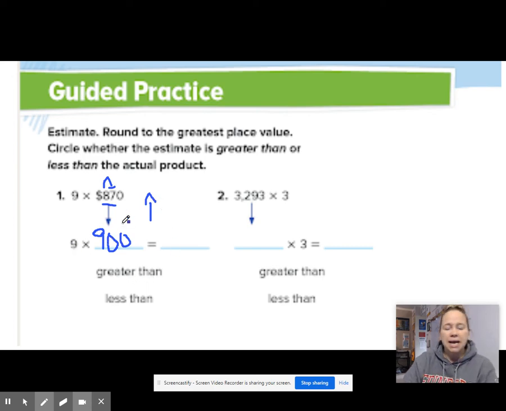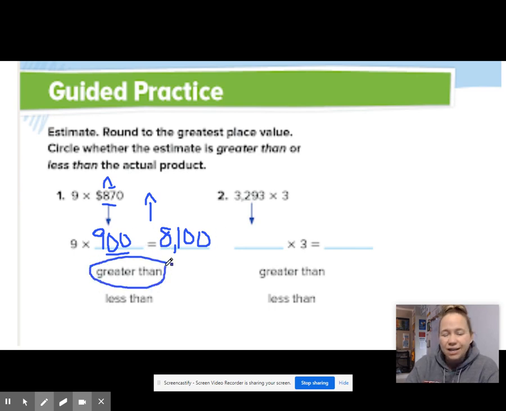So 9 times 9 is 81. But it's not 9 times 9, it's 9 times 900. So I need these placeholders to go over here. So 8,100 is our estimated product. And remember, because we rounded up, this product is going to be greater than the actual product. Okay, let's try number 2.